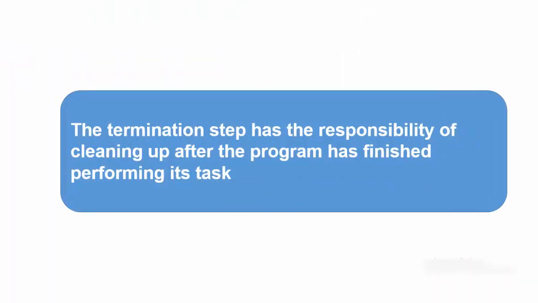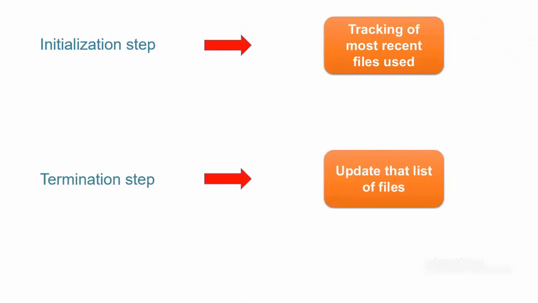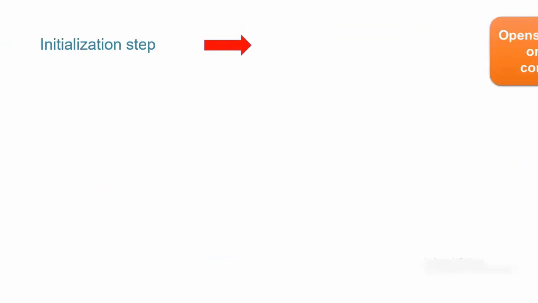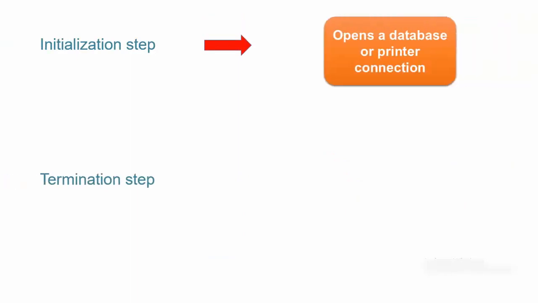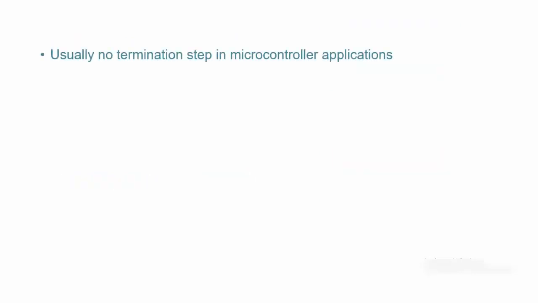The termination step has the responsibility of cleaning up after the program is finished performing its task. In a desktop application, it is common for the termination step to perform the initialization step in reverse. That is, if the program keeps track of most recent data files that were used, the termination step must update that list of files. If the initialization step opens a database or a printer connection, then the termination step should close that connection down, so unused resources are available on the system. Many microcontroller applications, however, are not designed to terminate.